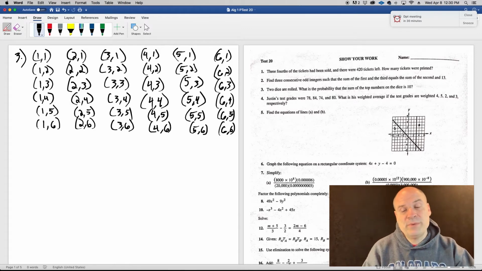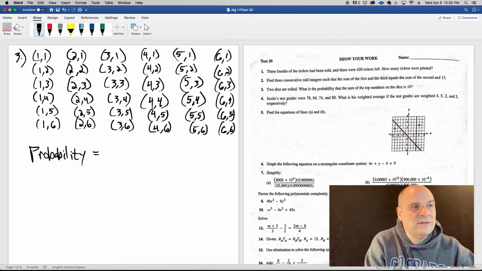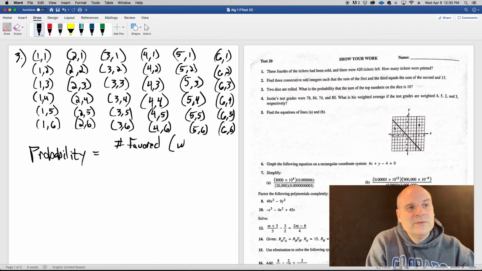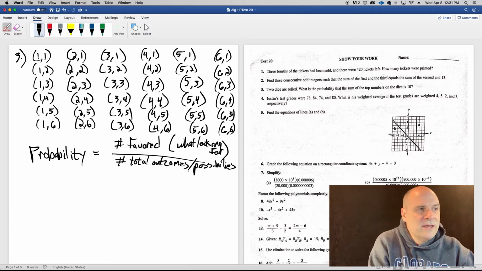So how many different possibilities is that? Okay, so what is probability? Remember, probability equals the number of favored outcomes over the total number of possible outcomes. So the number of favored is what you're looking for, over the total number of possibilities or total outcomes. Okay? So what are you looking for?